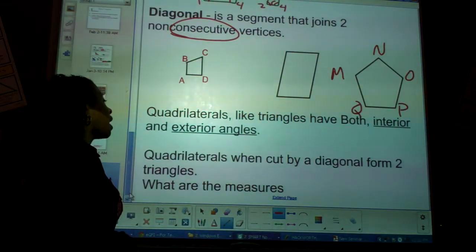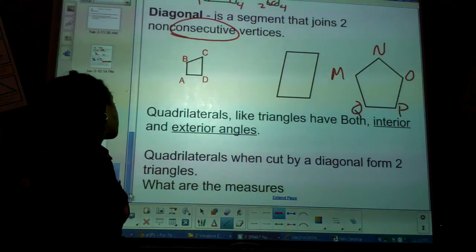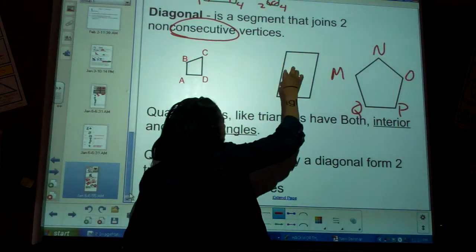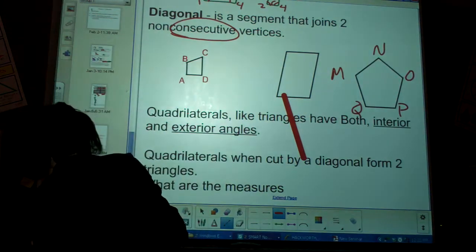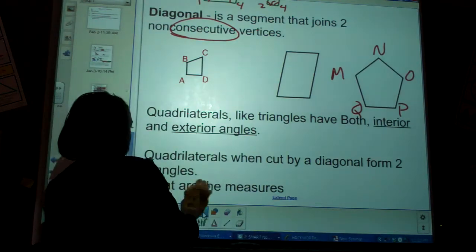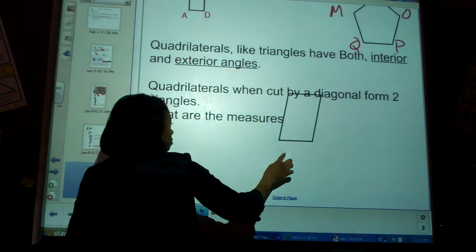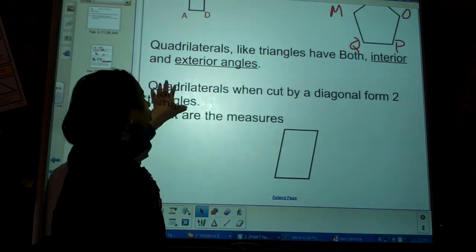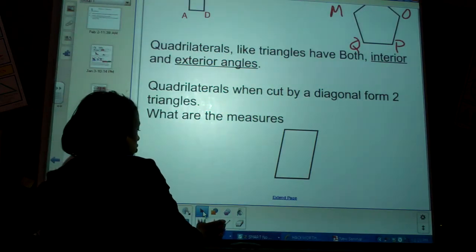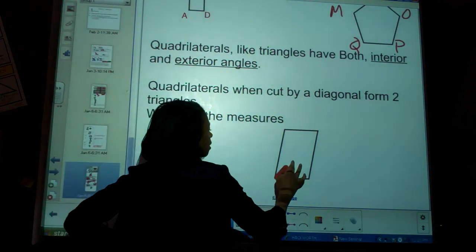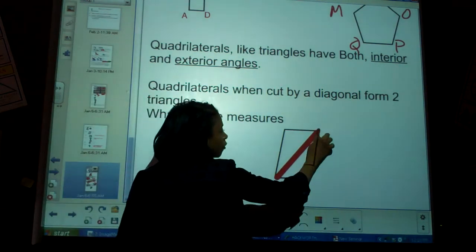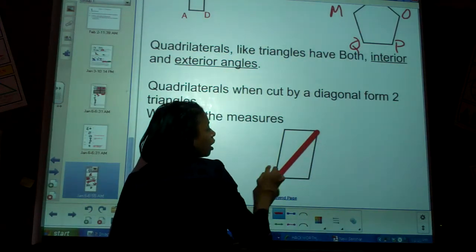Quadrilaterals, when cut by a diagonal, form 2 triangles whose measures have to be what? 180 degrees. So here's another quadrilateral. If I take this quadrilateral, when I cut a quadrilateral by a diagonal, such that I'm getting ready to do here, here's my diagonal. What shapes do I form? I form two triangles. Here's my first triangle, and here's my second triangle.